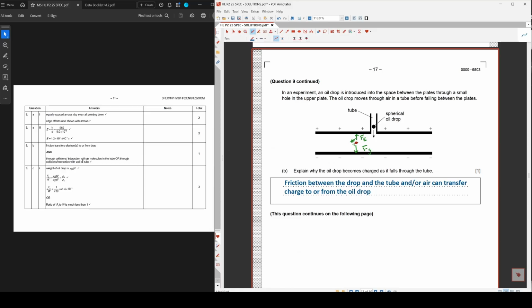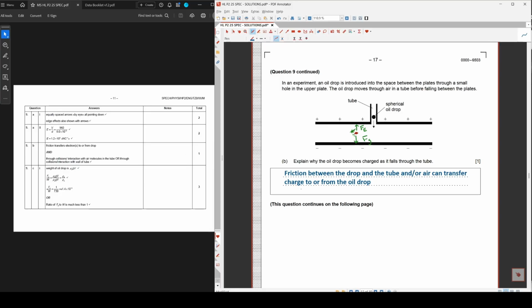Okay, they need a lot here, surprisingly. So here they want us to say friction, definitely, and where that friction comes from. So did we say it? Yes, the tube. So what's the friction? You could say between the drop and the tube, or the drop and the air molecules, something like that.